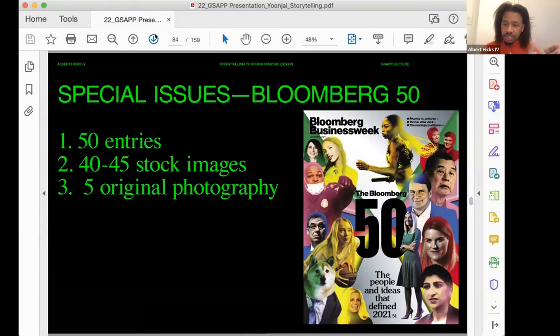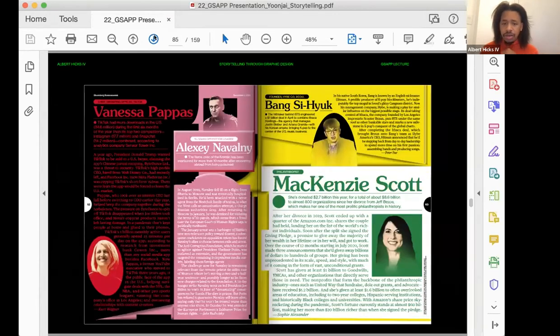So the real challenge here is developing an identity that pulls images from anywhere that we can license, and then making it feel cohesive, which can be really challenging and has a lot of different parts to it. I'll go through a few spreads from here, but the real goal of B50 is to make it feel exciting, to make it feel dynamic, to make it feel fun.